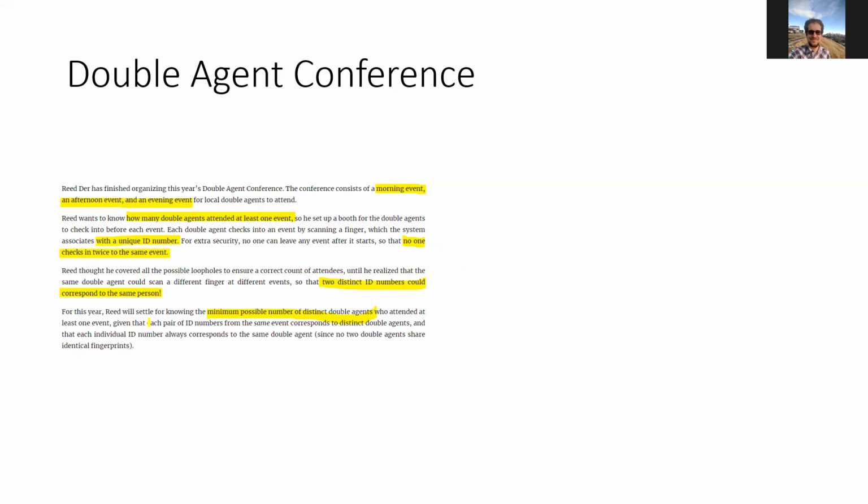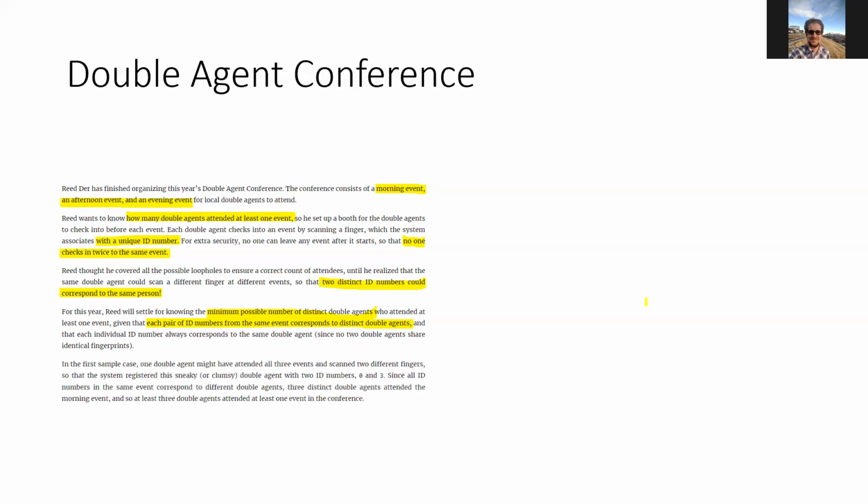So this is given that each pair of ID numbers from the same event corresponds to distinct double agents, and this is probably the most important line in the whole problem statement. And also that each individual ID number corresponds to the same double agent. So this is just assuming that no 2 double agents have the same fingerprint. So if you see the same ID number more than once, that definitely corresponds to the same double agent. But 2 different ID numbers could correspond to the same double agent.